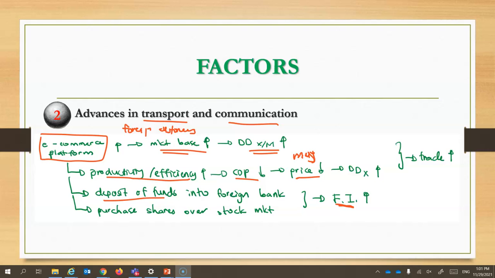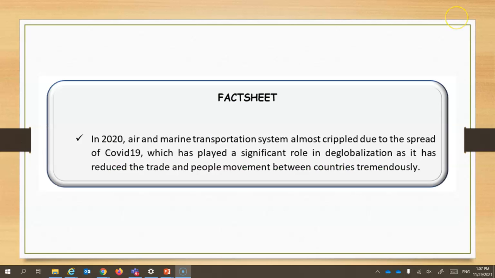And again, with the e-commerce platform, purchase of shares on the stock market has been made easy as well. So you don't have to go to the stockbrokers directly. You can actually contact them through an online platform, or you can even manage your own account. So it makes the whole thing easier. Now, an example that I can show you is in the year 2020, you actually saw the transportation system in the world, particularly marine transport, almost crippled due to COVID-19. And of course, that leads to deglobalization in the world.